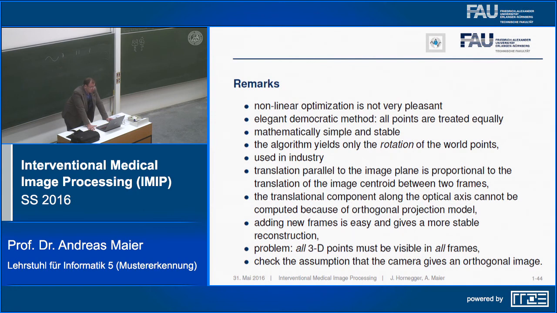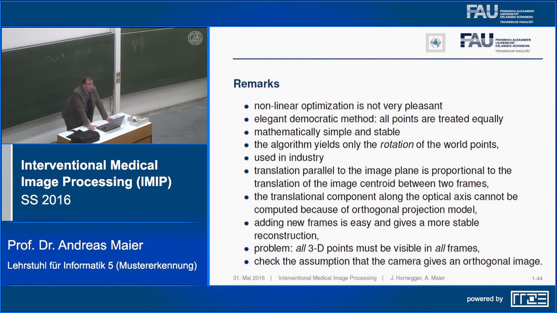Then the translation parallel to the image plane is proportional to the translation of the image centroid between 2 frames. This is also clear. And in fact, you can also add new frames, and if you add new frames, you will even get a more stable solution.